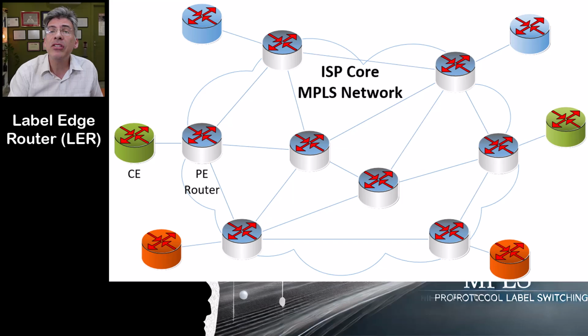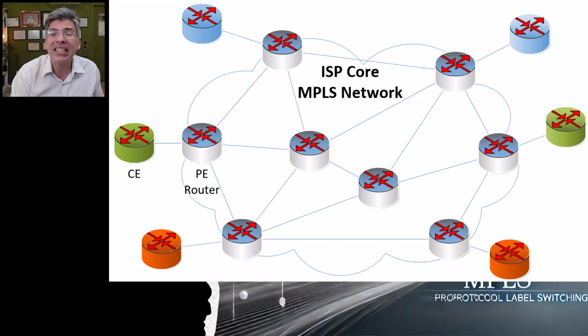Now, these PEs or LERs have MPLS configuration on them. Upon ingress of a packet into the MPLS infrastructure, they are the ones that receive the packets from the CE and assign a label to them based on the configuration that has been applied for that particular customer. Similarly, upon egress of the packet from the MPLS network, the PEs are the devices that forward a packet to the correct customer after having removed the MPLS label.